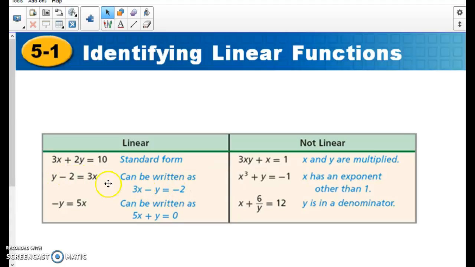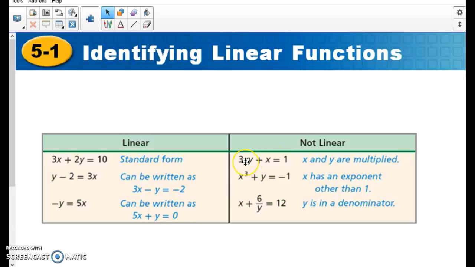Kind of the same thing here, it's just written differently. And this also can be written in standard form, where I would add y to both sides and have x and y and then equals a number. So those are all things that can be written in standard form, which is what we're doing today, getting the x and y on one side of the equal sign.